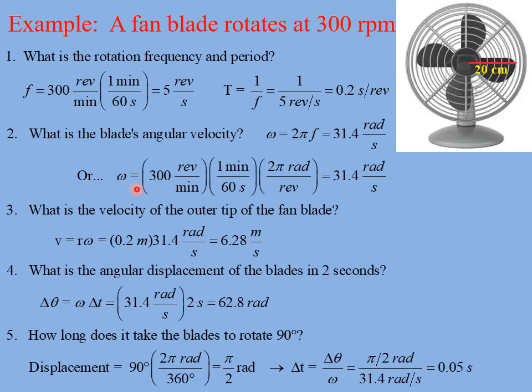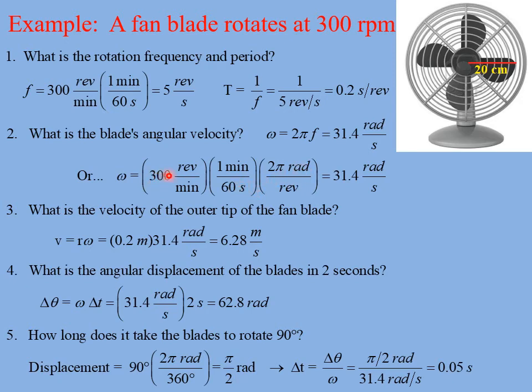take omega, we can write it as the frequency in RPM. So we have 300 revolutions per minute. Convert that to seconds by multiplying by 1 minute over 60 seconds. That cancels the minutes. Now we've got revolutions per second. And then we have to multiply by the fact that there are 2 pi radians per revolution. So this revolution here, rev, cancels this rev down here. And all that's left then is radians on top and seconds on the bottom.